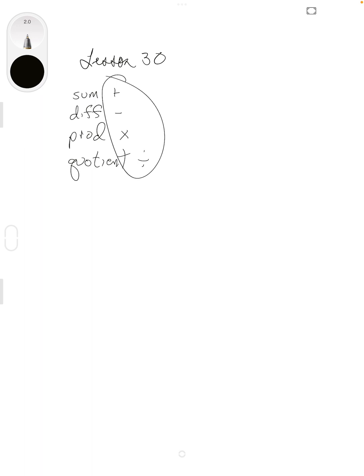Okay, lesson 30. And these are called algebraic phrases. In other words, trying to go from English sentences to math. Okay, so a couple of things you need to know. Sum means add. Difference means subtract. Product means multiply. And quotient means divide.